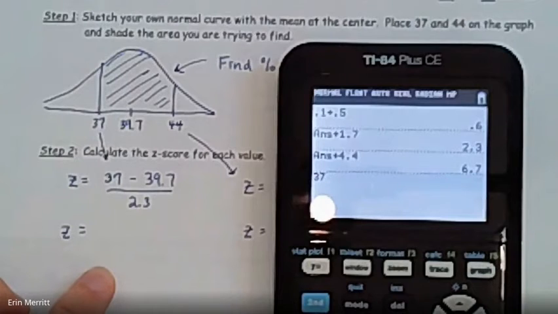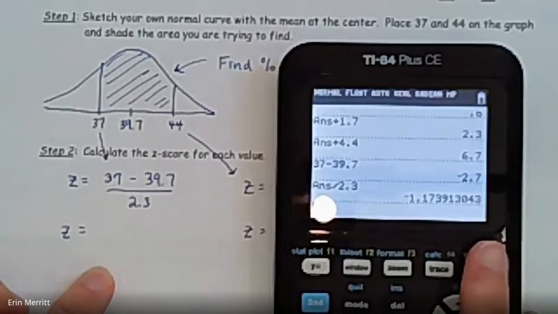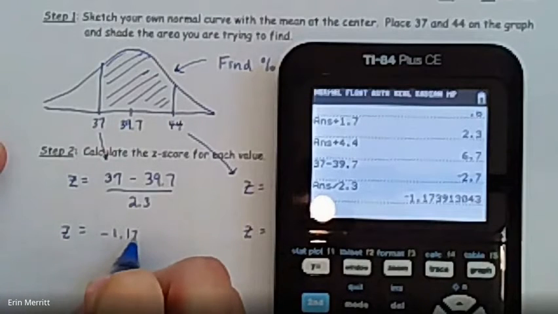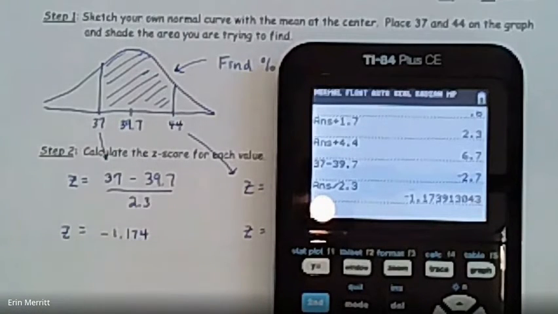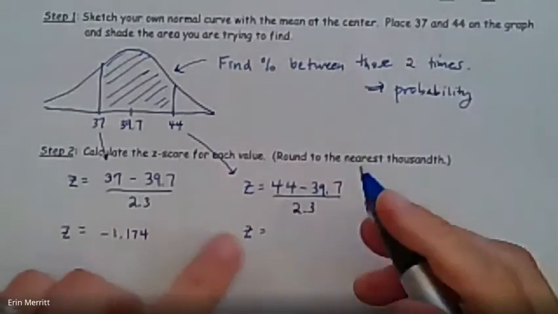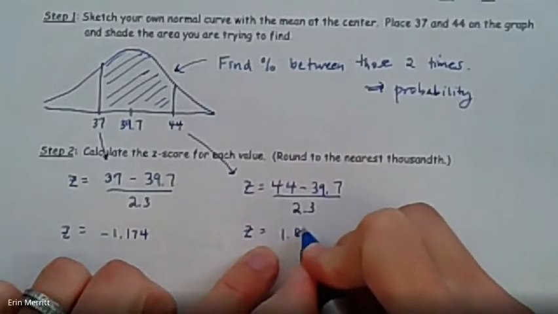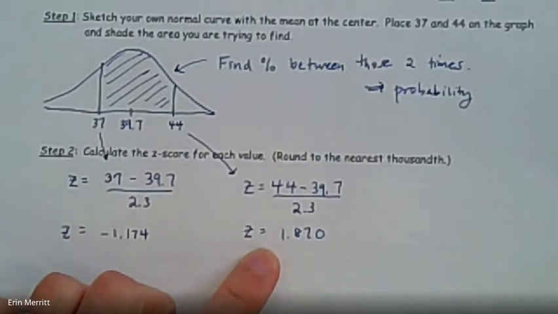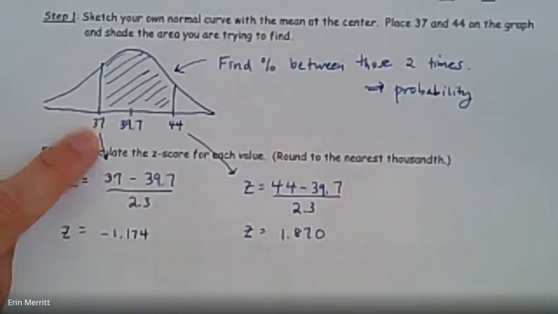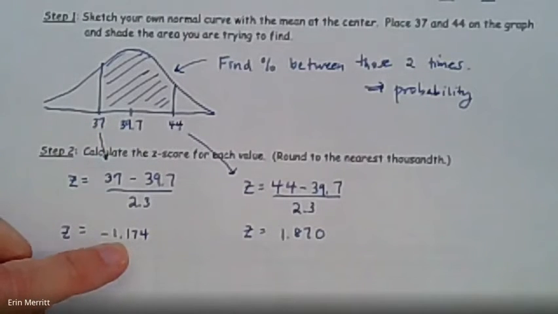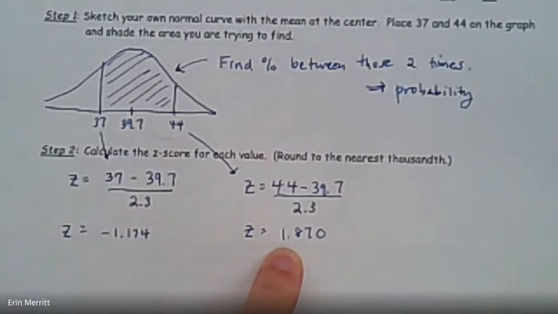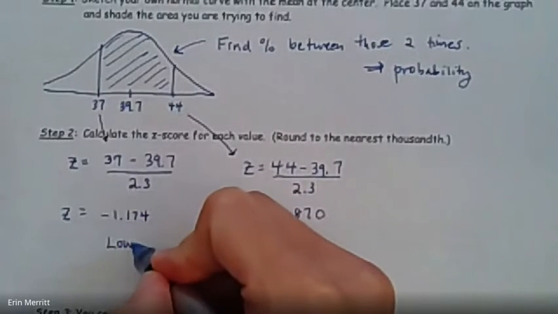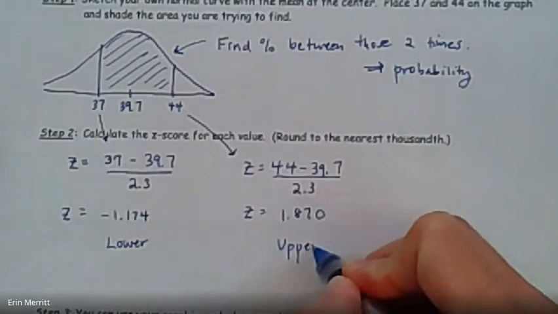So if we do 37 minus 39.7 divided by 2.3, the first one comes out to be negative 1.174 if we round to the nearest thousandth. And then the second one, if you calculate it, comes out to be 1.870. So what that actually means is that the lower swim time is just over 1 standard deviation below the mean. The upper one is like 1.8, 1.9 standard deviations above the mean. And now because they're talking about times, the low one is actually the better one. So this one is going to be the lower value that we need. This one is going to be the upper value.